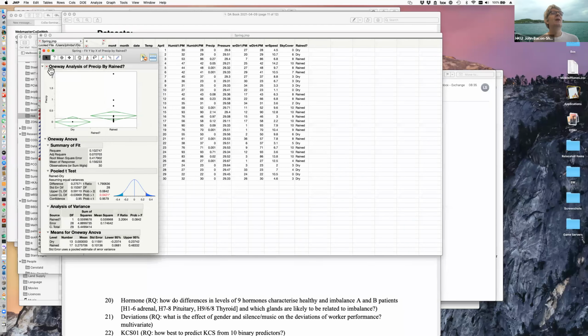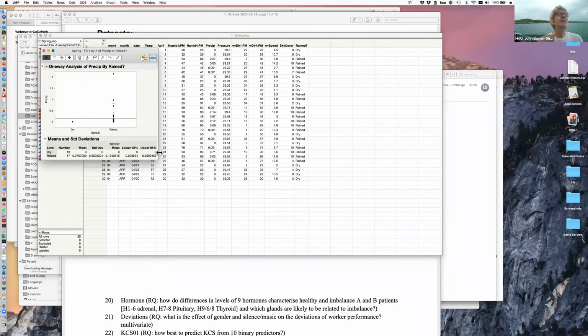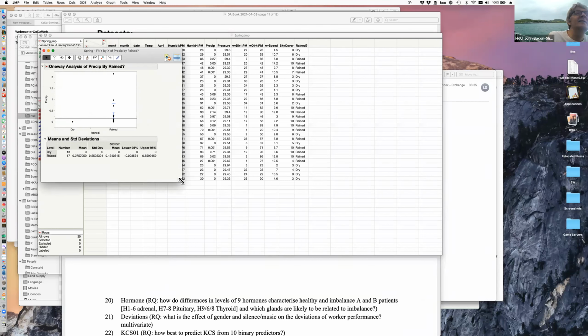We can look at them. Actually, I want means and standard deviations, not means and analysis of variance. So if it's dry, then indeed the mean and standard deviation are both 0, because it never rains, there's no precipitation. Where it rained, although there may be a very tiny amount of precipitation, it is not 0. Okay?